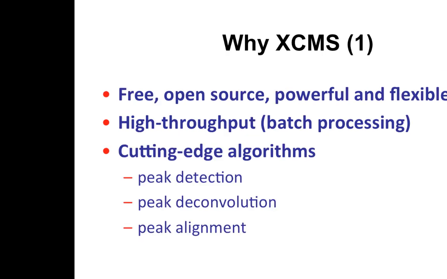So again, about XCMS, it is free, open source, powerful and flexible. Metabolomics uses a variety of instruments, and if you use a GUI interface, sometimes you just cannot process the data because it doesn't give you the parameters. Using the command line, you can really adapt to your own specific configurations. XCMS is also high throughput. Unlike genomics yesterday, where you were doing one by one, in XCMS you can put all your files into a folder. It will process them one by one and do the alignment, so it's really fast. It's batch processing. And the algorithm is very good, with very good peak detection, deconvolution and alignment.